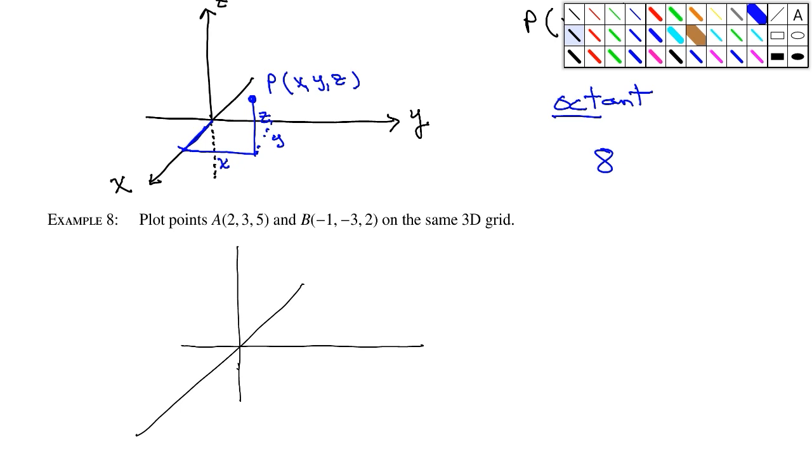Like that. So we'll mark this as X, Y, and Z. And let's do A. So we're going to come up 2, then over 3. So sort of this point here. And then from this point, we go up 5. So it'll be 1, 2, 3, 4, 5.